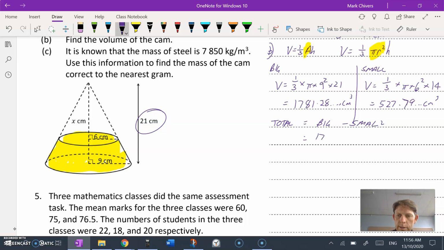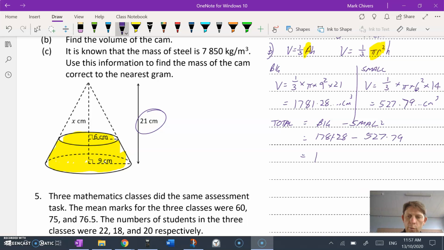So that's going to be 0.28. Take away 527.79, or thereabouts. Obviously, try and keep those numbers in your calculator if you can. But you're going to get something in the order of 1253.49 centimetres cubed. And that gets us to the end of part B.